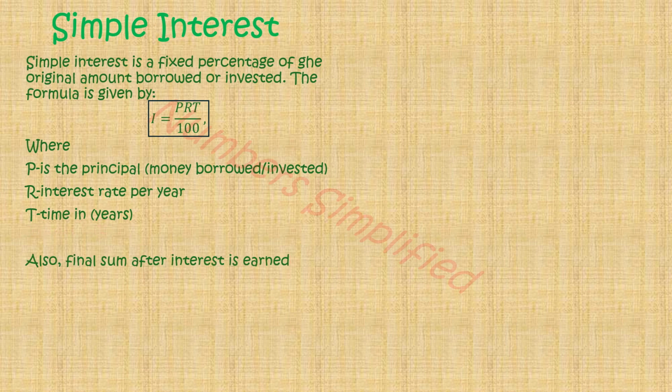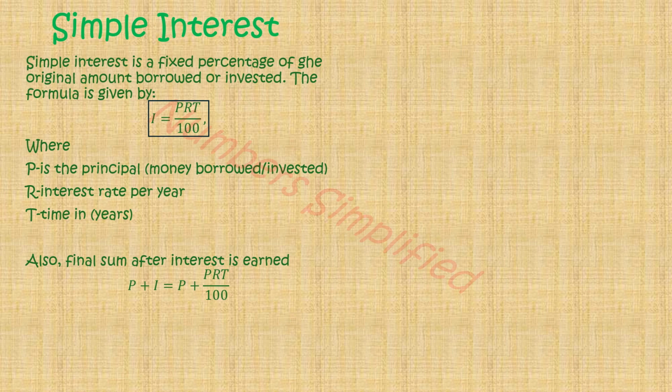And also, the final sum after interest is earned will be given by the principal amount that we had plus the interest that is accumulated. So the formula for that would be P plus PRT over 100.